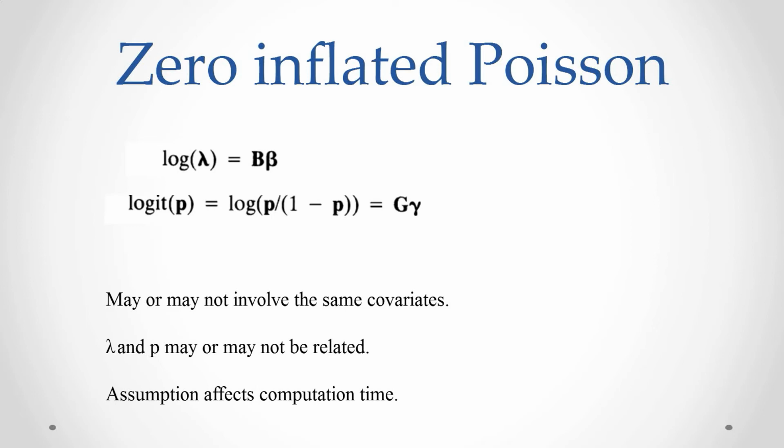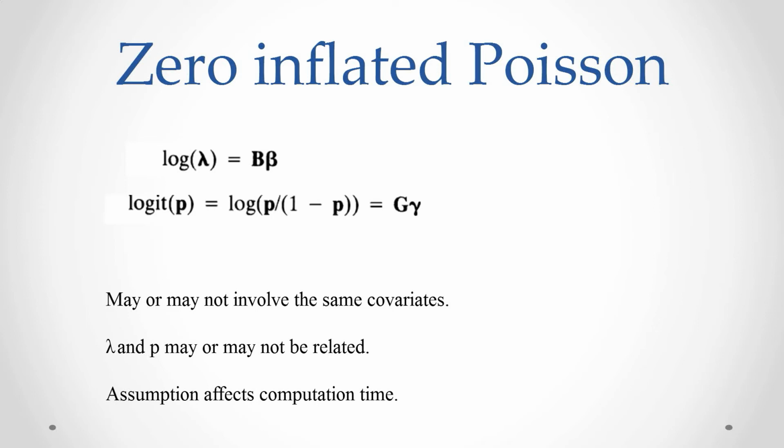Now the covariates which affect lambda may or may not be the same as the covariates which affect P. That is, the covariates which affect the imperfect state may or may not be the same as the covariates which affect the probability of the perfect state.